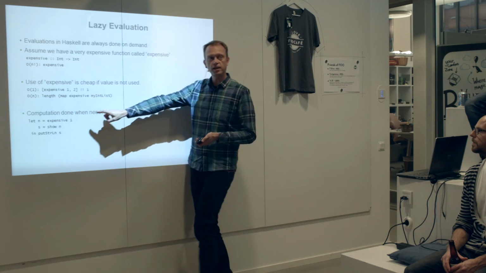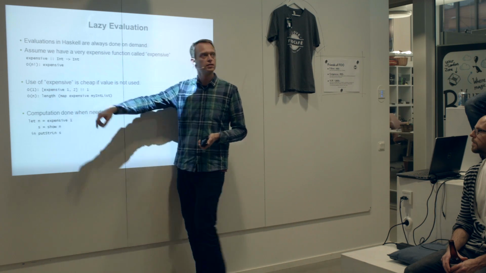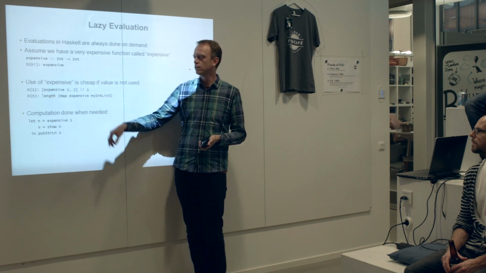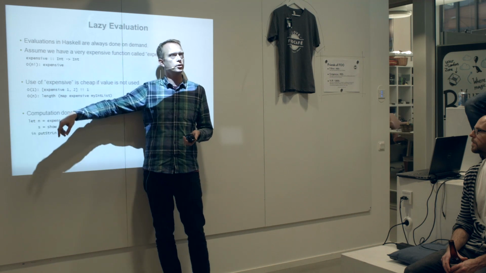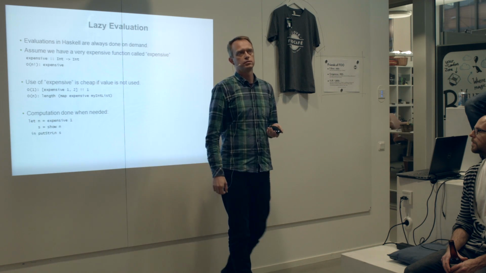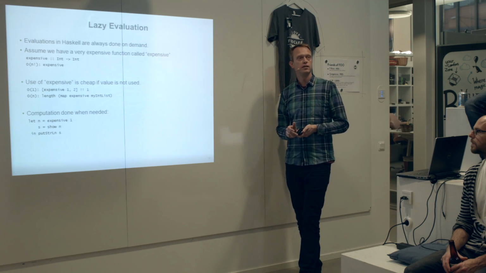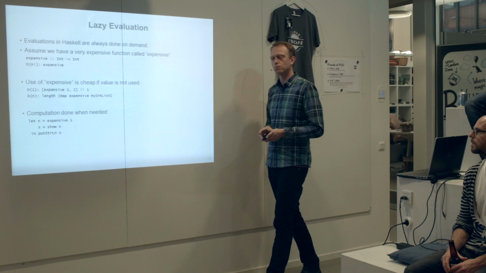And the same thing if I do a length on the list where I've applied this to all the elements. So I map expensive here on my int list. This will still be very quick, just O(n). Just take the length of the list. However, once I start using it, and it's actually supposed to have some effect, then I will run into trouble.